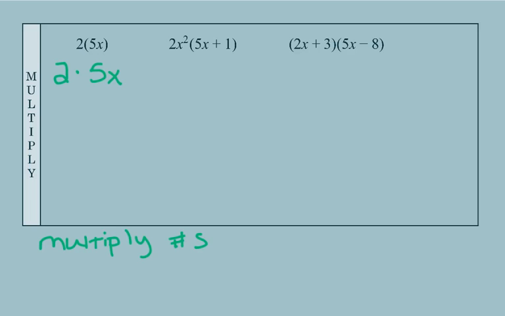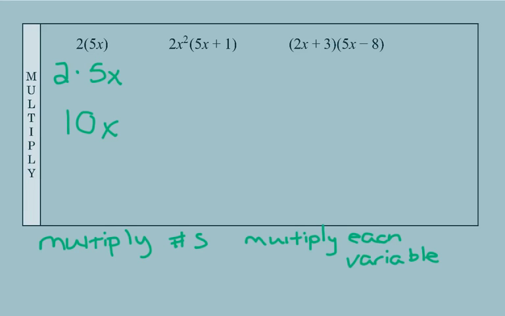So 2 times 5 is 10. And then afterwards, you multiply any variables together. Multiply each variable. Well, in this case, it's just an x, so x gets tagged on.